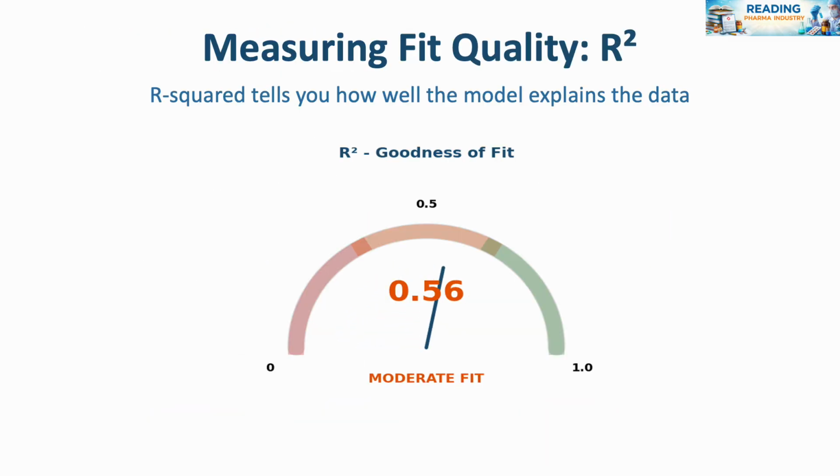R squared, the coefficient of determination, is the most commonly used measure of fit quality. It tells you what fraction of the variation in your data is explained by your model. So an R squared of 1 means a perfect fit, and if it's 0 then there is no fit at all. A higher value for R squared is generally better, but you need to be aware that sometimes you can increase the R squared by adding more parameters, but that doesn't mean your model is better.